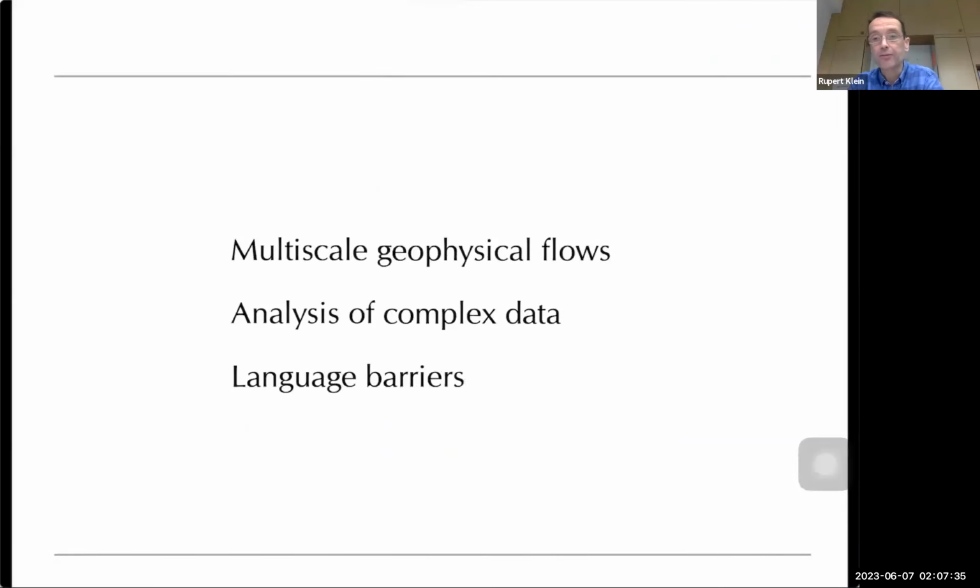The talk will have three parts. The first is from basically my home turf: multi-scale geophysical flow modeling. The second part is on the analysis of complex data, having a lot to do with the most hot topic today, machine learning, etc. And the last one is about language barriers, which is probably the most exotic of the three topics.